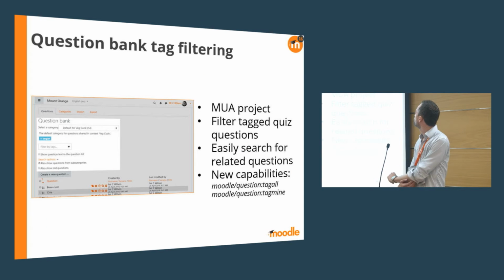And then the final improvement around quiz is the question bank tag filtering project. Now this was a project that was supported and funded by the Moodle User Association, and I know Richard is here. So we're very grateful to be working with the MUA on these sort of projects. So this was a project that the MUA voted on, and we have included in 3.5. So improved abilities to manage questions for the question bank.